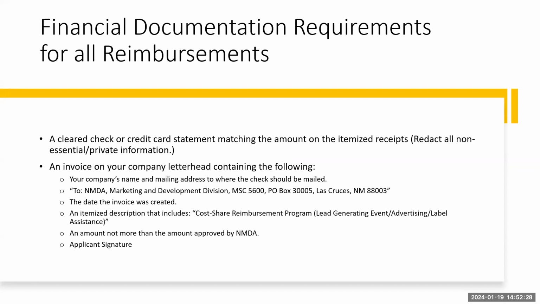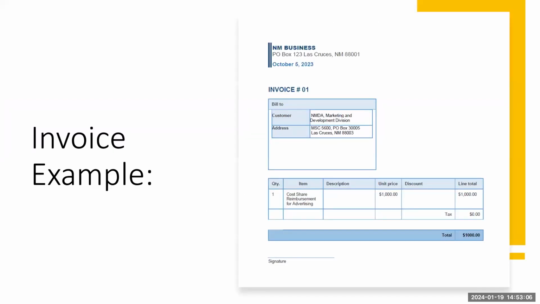We'll also need a dated invoice on your company letterhead, invoicing NMDA Marketing and Development Division. The line item description should say, cost share reimbursement program, followed by the type of reimbursement you are seeking, such as lead generating event, advertising, or label assistance. The amount of the item will be determined by NMDA and will be provided to you when we process your application. Next, we'll need you to sign your invoice. Here we provided an example of an invoice you will include as part of your reimbursement documentation.